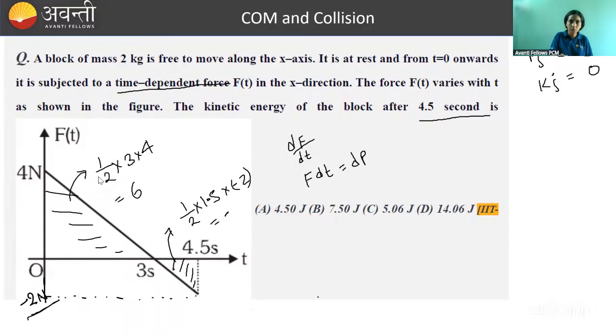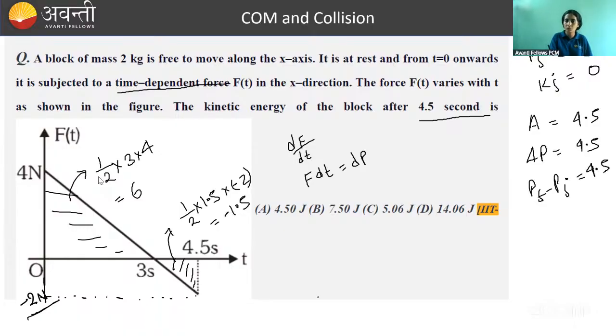So this is equal to -1.5. So what is the total area? Total area is equal to 4.5, ठीक है। यानी कि dp, that is change in momentum, delta p is equal to 4.5. So pf minus pi is equal to 4.5. pi is 0. Final momentum is 4.5.